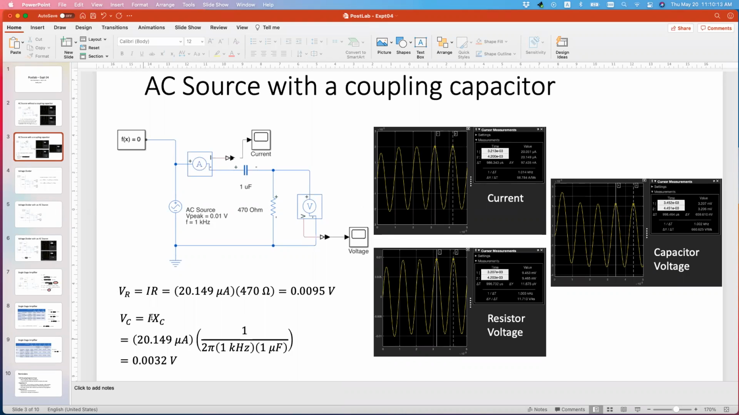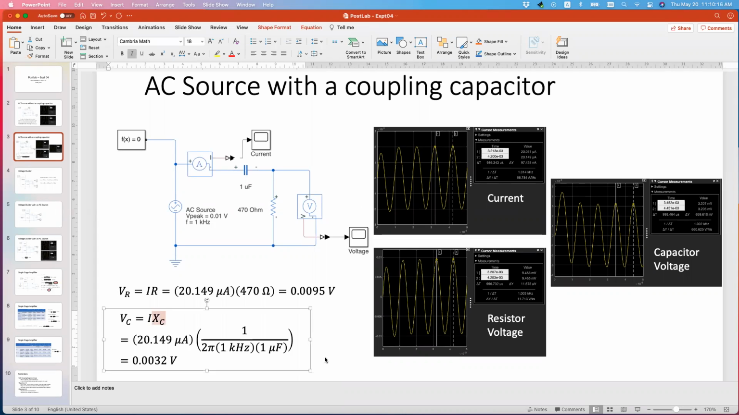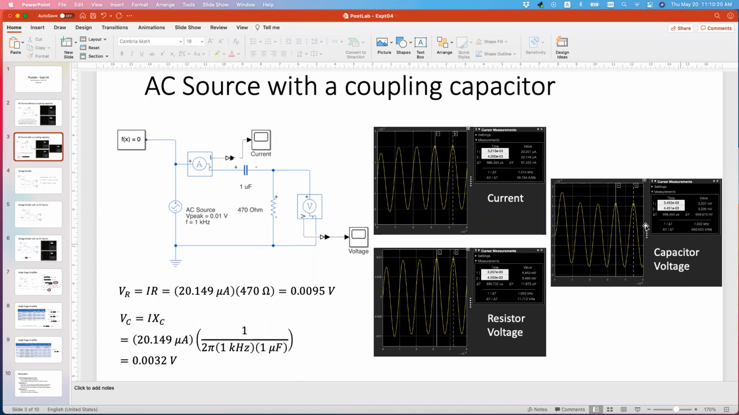Of course, hahanapin ko rin itong part na ito sa XC. Yung capacitive reactance, yung effect ng capacitive reactance. So, ito capacitor voltage. Okay, 3.2.